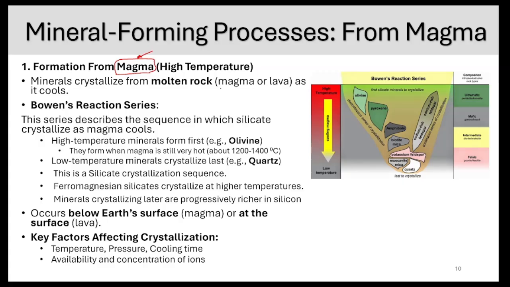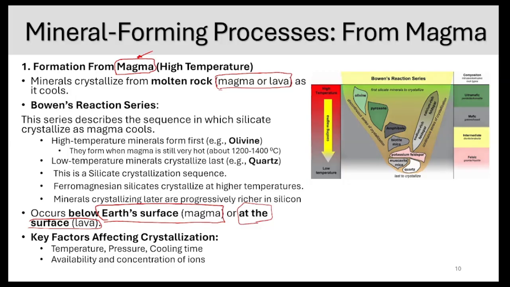first we need to define the difference between magma and lava. Magma is the molten rock below the earth's surface. Here, magma is below the earth's surface, and lava is on the earth's surface.